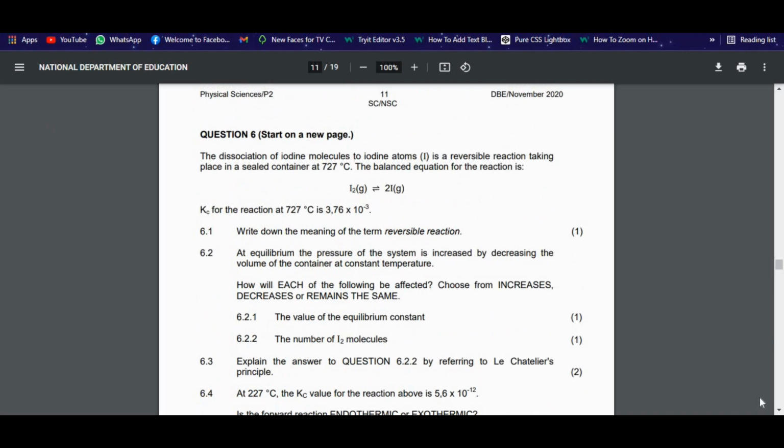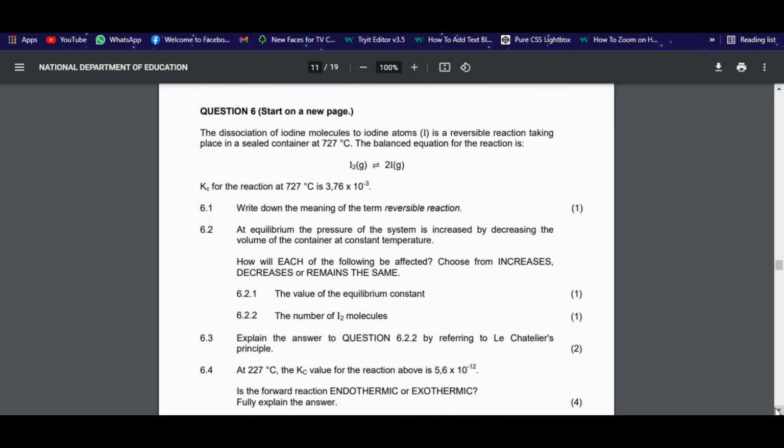Question 6, the chemical equilibrium section question. It's either question 6 or 7, depending on the exam structure. Sometimes it's an extra question, maybe on a certain section.